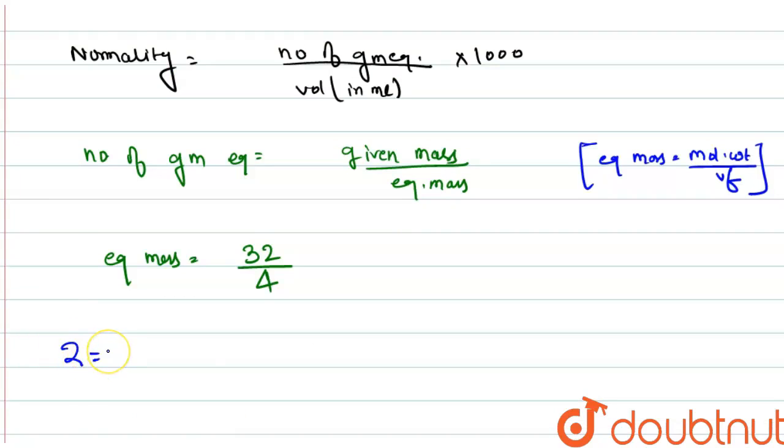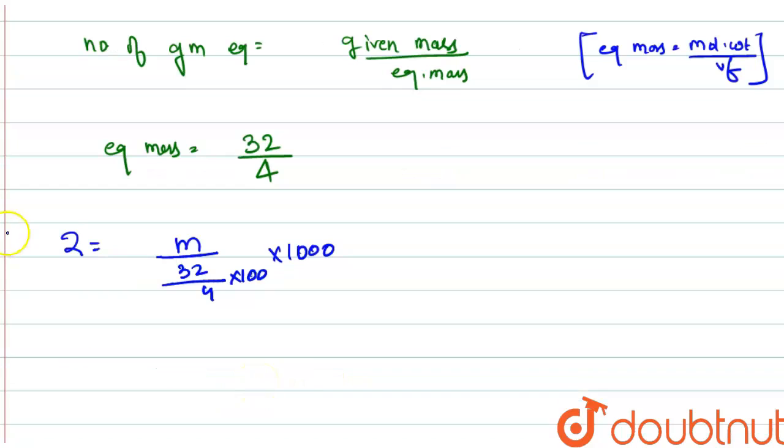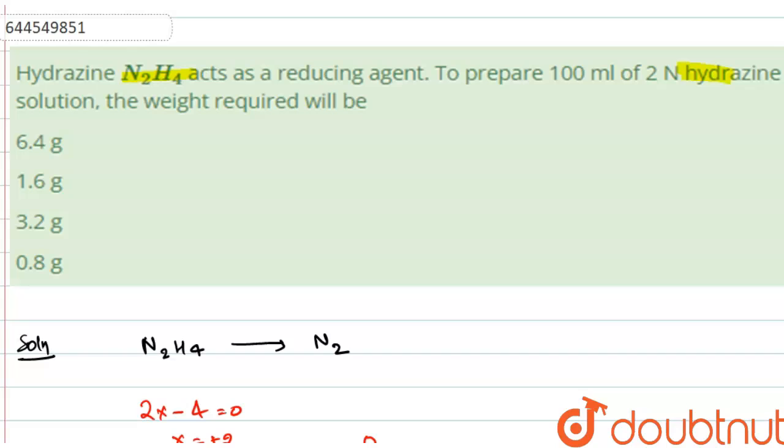So now normality, which is given in the question, is equal to 2. So 2 will be equal to number of gram equivalents, which is given mass upon equivalent mass, and we have to calculate the mass. Let's call it m. So m upon 32 by 4 into 100 into 1000 is equal to 2. On calculating, we get m is equal to 1.6 grams. This is the mass required. Option B is the correct option.